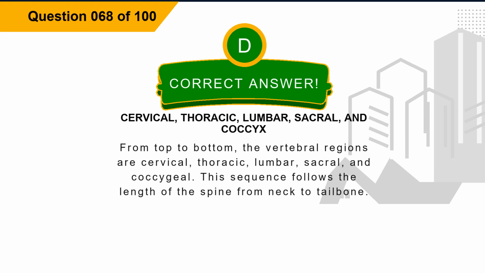Cervical, thoracic, lumbar, sacral, and coccyx. Explanation. From top to bottom, the vertebral regions are cervical, thoracic, lumbar, sacral, and coccygeal. This sequence follows the length of the spine from neck to tailbone.